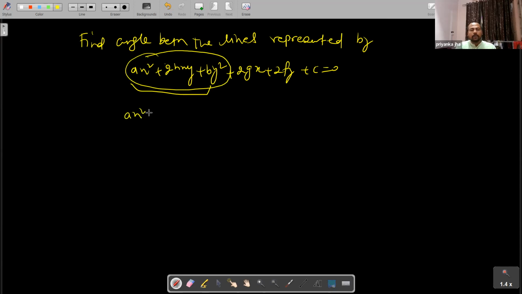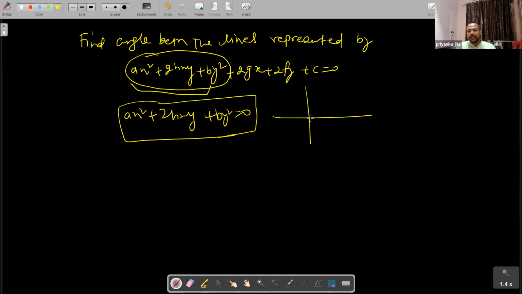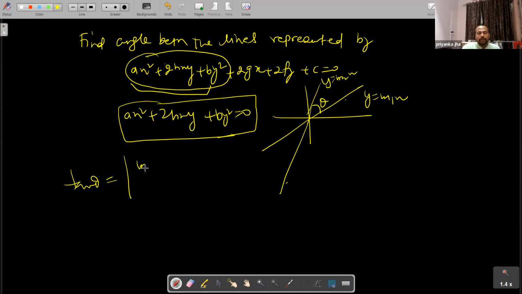So ax square plus 2hxy plus by square equal to 0. This represents two lines passing through the origin. Suppose one line is this and the other line is this. The equations are y equal to m1x and y equal to m2x. We have to find this angle. The slope of this line is m1, the slope of this line is m2. So how to find the angle between lines? Tan theta is mod of m1 minus m2 upon 1 plus m1 into m2.